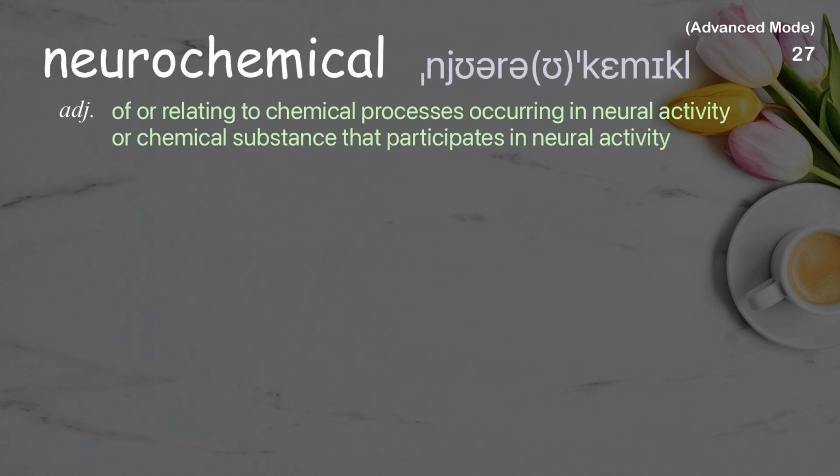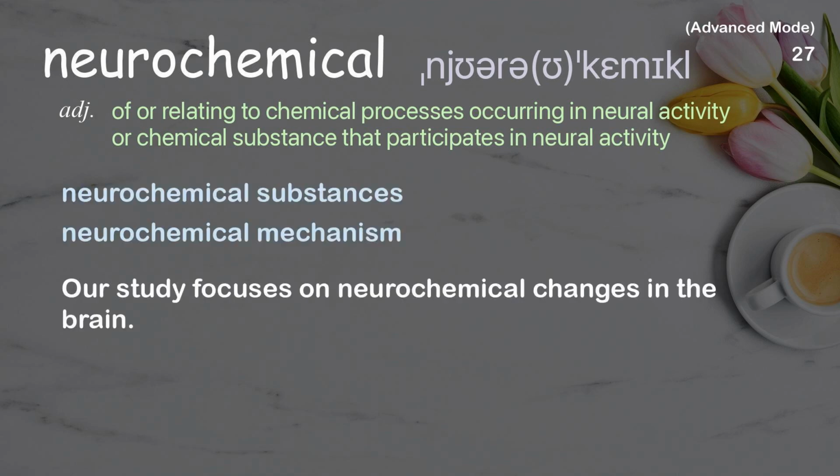Neurochemical: of or relating to chemical processes occurring in neural activity, or a chemical substance that participates in neural activity. Examples: neurochemical substances, neurochemical mechanism. Our study focuses on neurochemical changes in the brain.